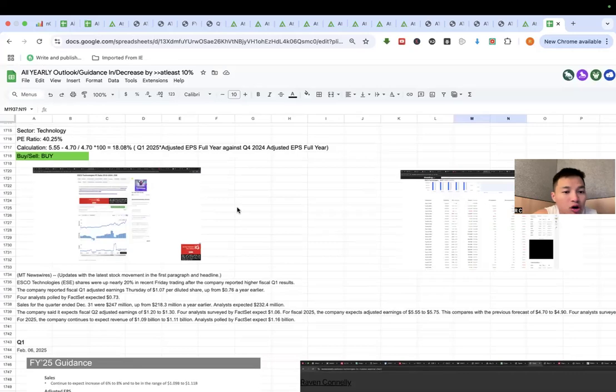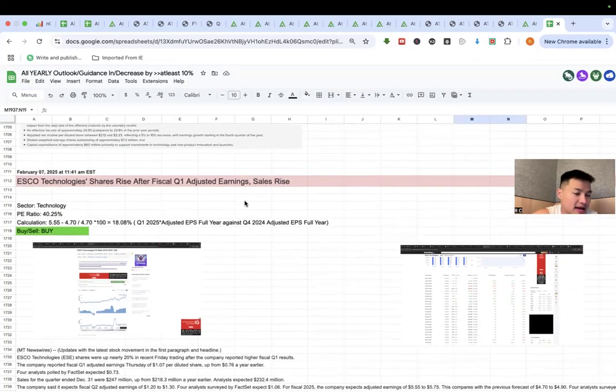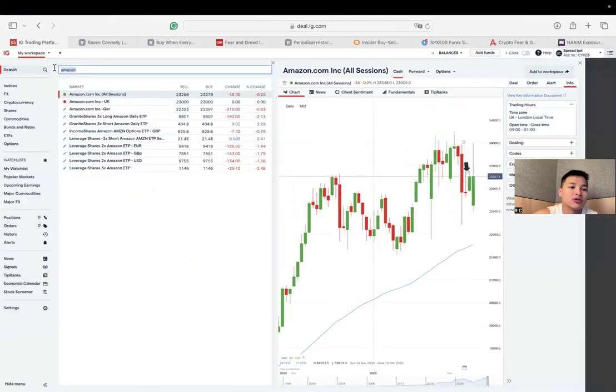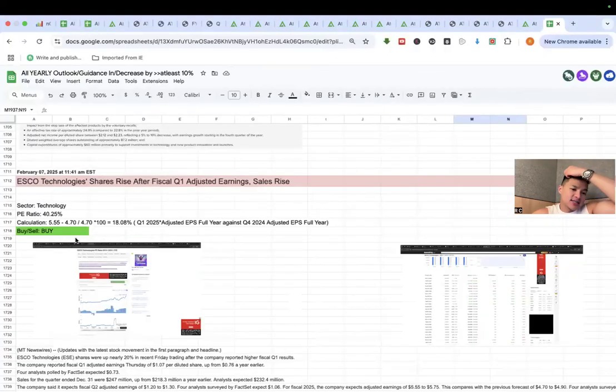Would you short these stocks? No, because it's going up. It's still growing in EPS. Let's look at ESCO Technology. Yeah, ESCO is the same one. Normally I would buy it straight away, but I would check seasonality and probably buy in the middle of March.